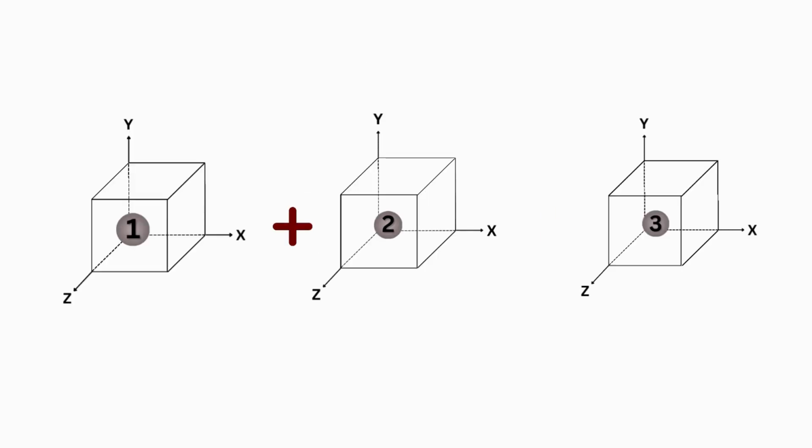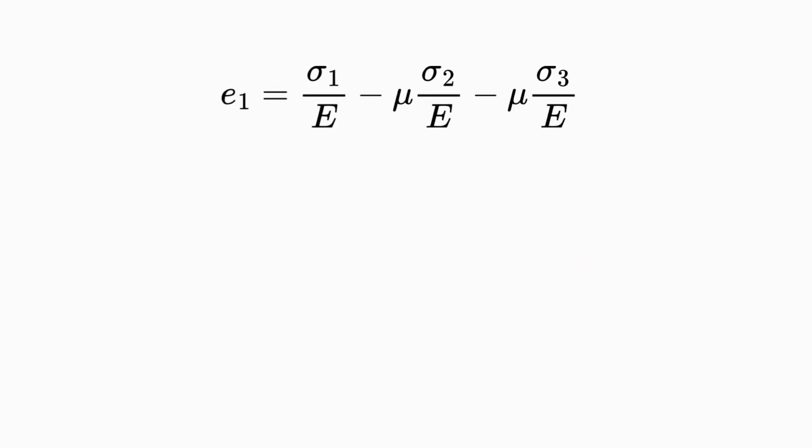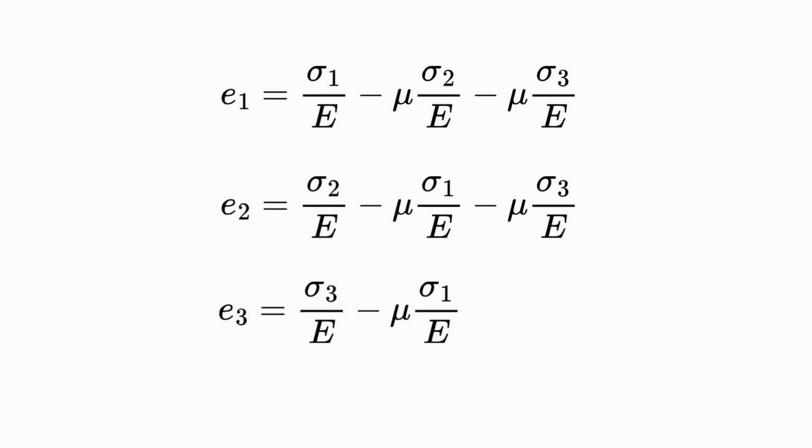Total strain in the direction of x, due to stresses sigma-1, sigma-2 and sigma-3 will be e1, equal to sigma-1 divided by E, minus mu sigma-2 divided by E, minus mu sigma-3 divided by E. Similarly, e2 and e3. The stress and strain relationship for three-dimensional body.